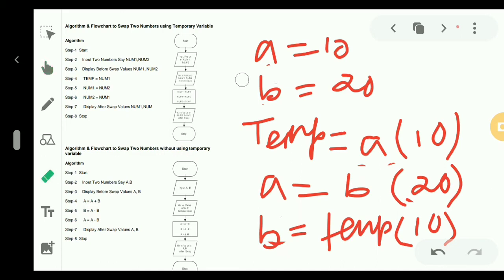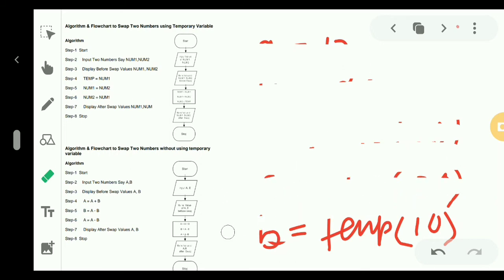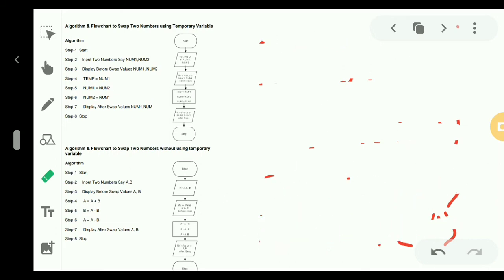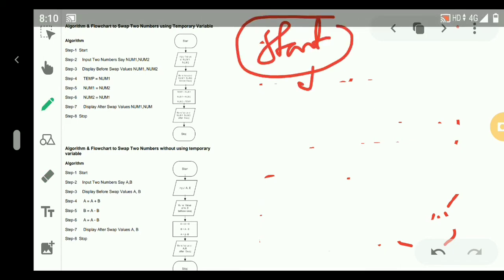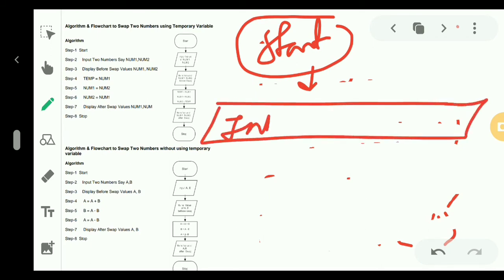Now let's start with the flowchart. The first step is very common to all, everybody knows it, that is start. After that we need to take input of values: input num1 comma num2, done.